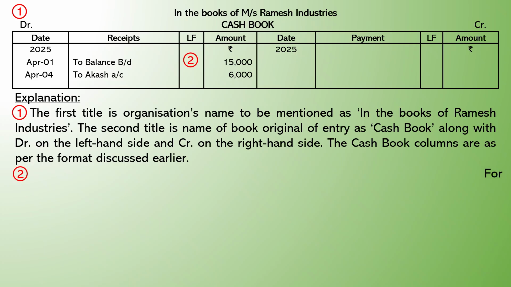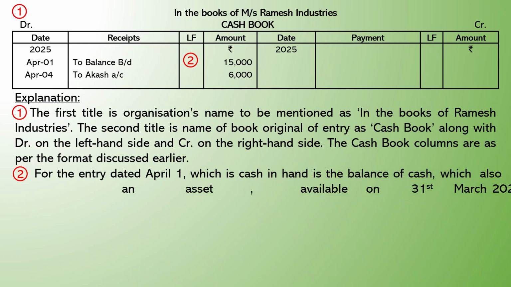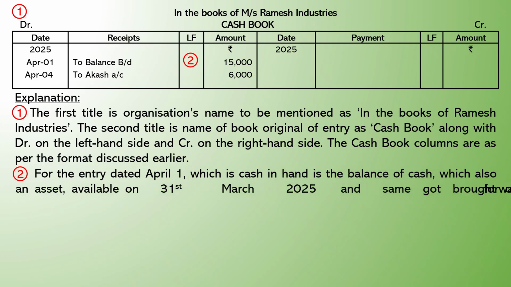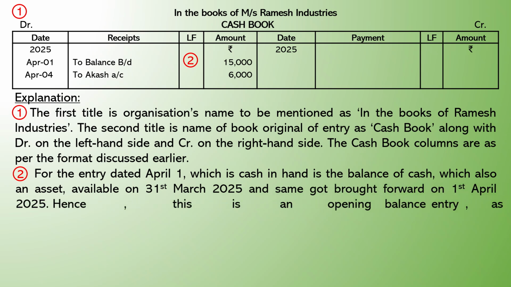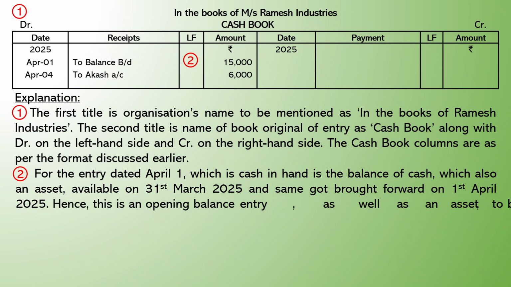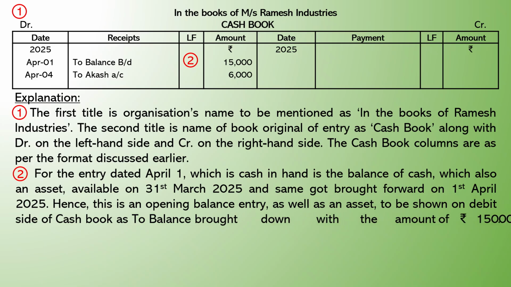2. For the entry dated 1st April, cash in hand is the balance of cash, which is also an asset, available on 31st March 2025 and brought forward on 1st April 2025. Hence, this is an opening balance entry, as well as an asset, to be shown on the debit side of the cash book as balance brought down with the amount of 15,000 rupees.